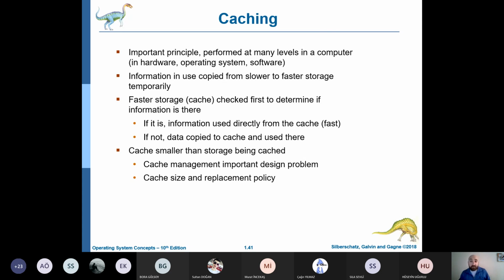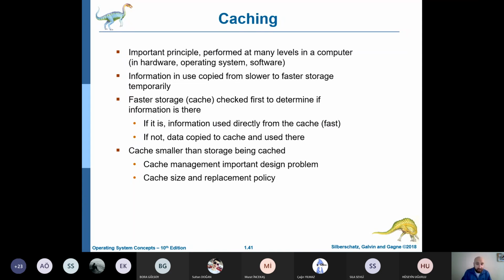The next thing we need to talk about is cache management. Caching is an important principle of computer systems. Here's how it works. Information is normally kept in some storage systems, such as main memory. As it is used, it's copied into a faster storage system, the cache, on a temporary basis.